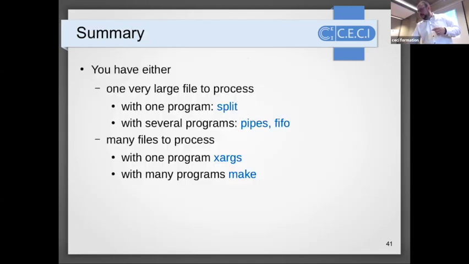Okay, so in summary, it's not necessary to build a parallel program to be able to process your data in parallel on the clusters. What you need to know are the 4 or 5 keywords in bash here. So if you have a very large file to process with one program, you can use split. If you have multiple programs, you can use pipes or FIFO if your program is not able to use pipes.